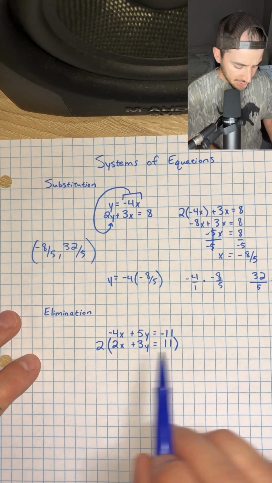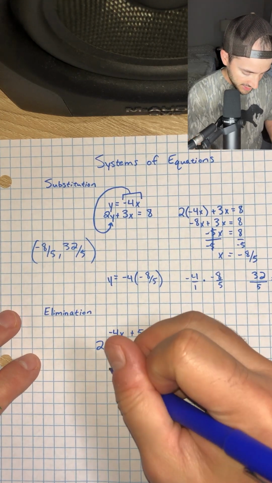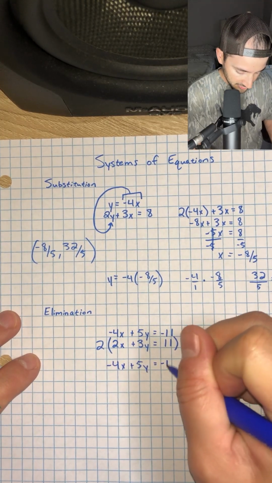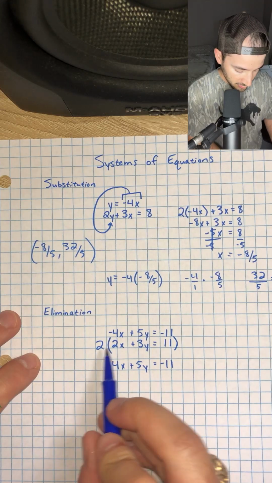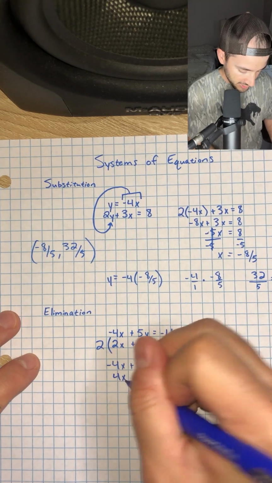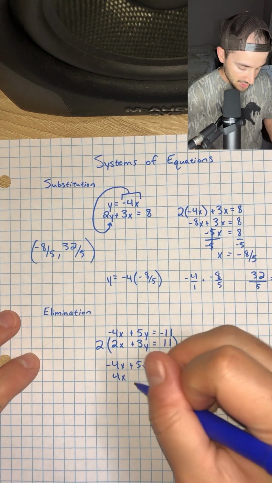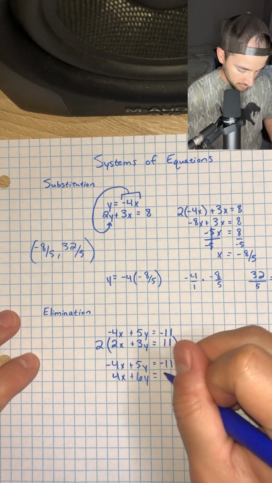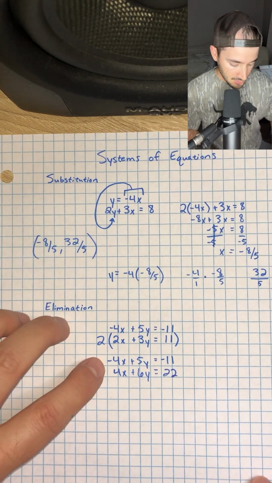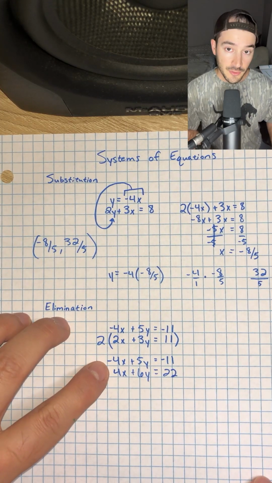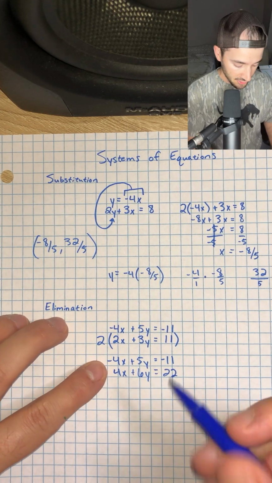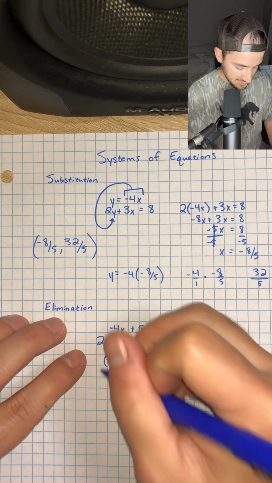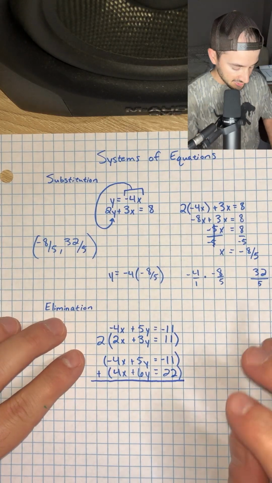So let's go ahead and rewrite our equations. So we're going to have negative 4x plus 5y is equal to negative 11, and then 2 times 2x is 4x, 2 times 3y is 6y, and 2 times 11 is 22, okay? So now we can add these two equations to cancel out the x variable. So I'm going to put parentheses just so that I don't get any signs mixed up. And we're going to add them, so just like an addition problem.